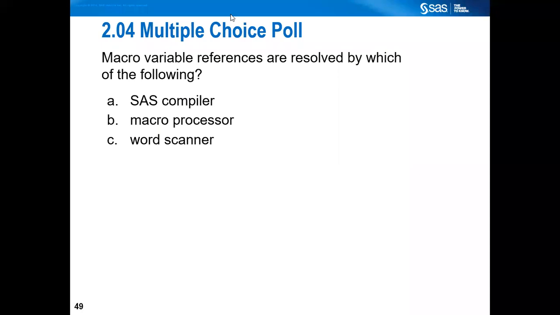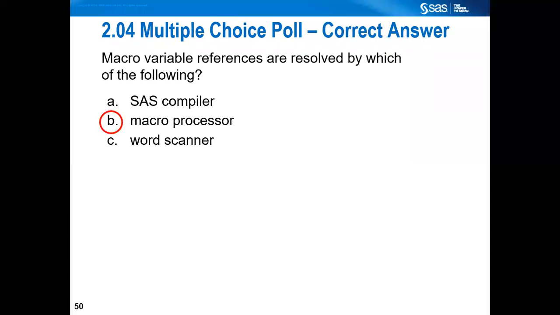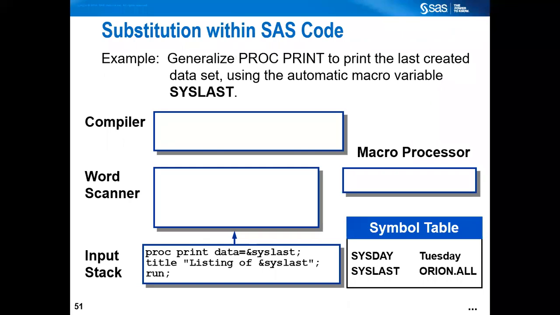I think it's a macro processor. Okay. Very good. It's macro processing. All right. So substitution within SAS code. Now let's understand how it works within SAS code.